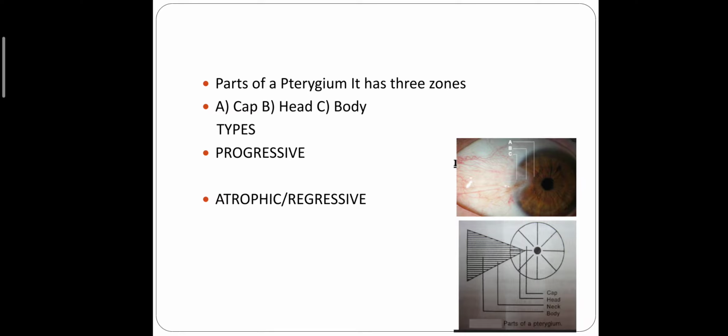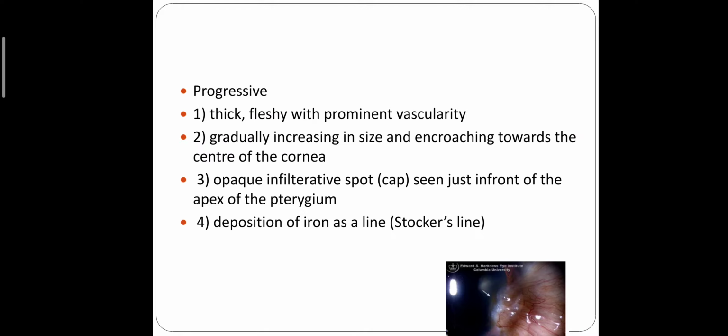Pterygium is classified into progressive and atrophic pterygiums, or alternatively you can call it regressive pterygium. Some people don't agree with regressive, so you can just classify into progressive and atrophic pterygiums. So what are the differences between progressive and atrophic pterygium? Progressive pterygium is thick and fleshy, like you can see in this picture. It is very thick, fleshy, and has a prominent vascularity, and it is gradually increasing in size and encroaching towards the center of the cornea.